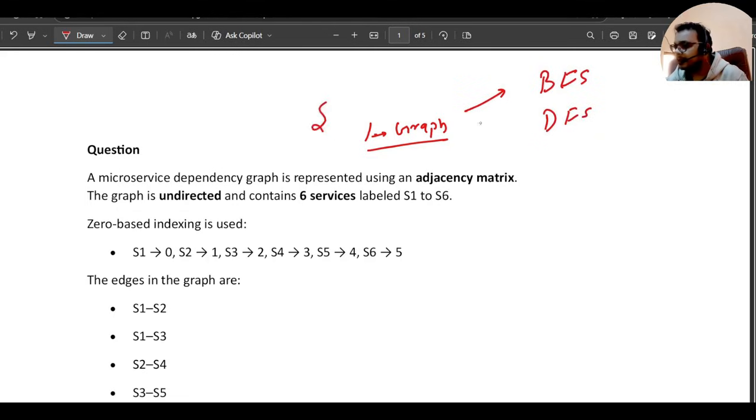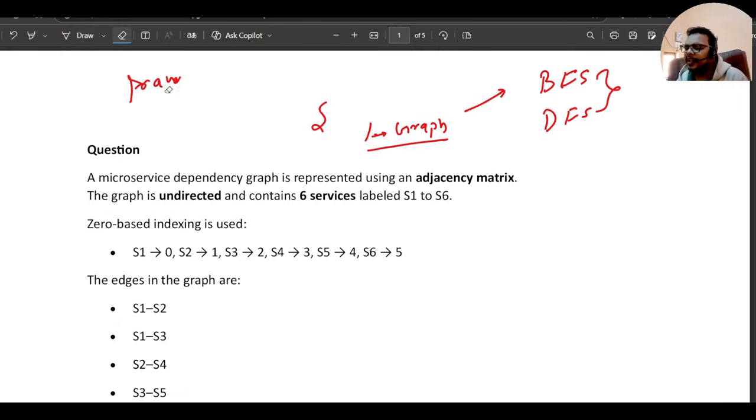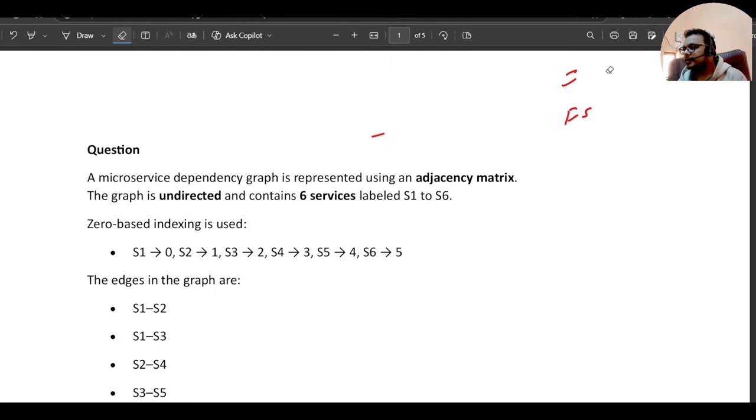Very, very popular question. They will give you a graph and ask you the traversal of the graph, either BFS traversal or DFS traversal. Very common question in Capgemini. You can get 1 to 2 questions from this topic in your pseudocode. So let's solve this. This question they asked this year. So this is the question.